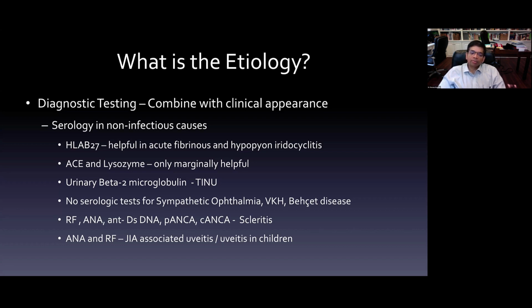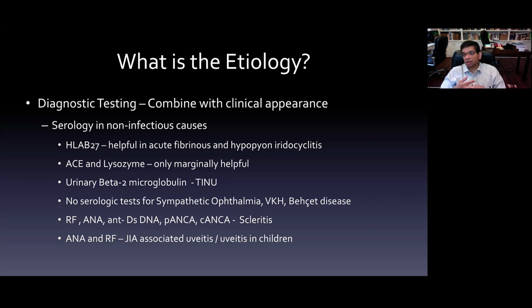So there are some conditions where you rely only on the clinical appearance to make the diagnosis. Vogt-Koyanagi-Harada syndrome, sympathetic ophthalmia, where there has been a history of penetrating injury in the fellow eye, and the patient presents with bilateral ocular inflammation that is granulomatous with panuveitis. That's sympathetic ophthalmia, and that's a diagnosis based on clinical history and clinical appearance.